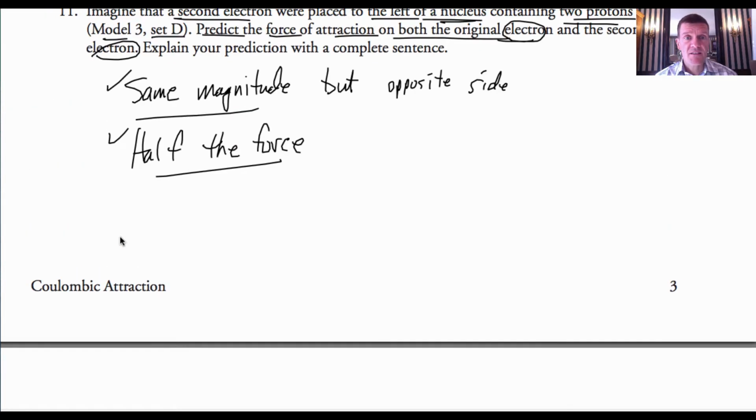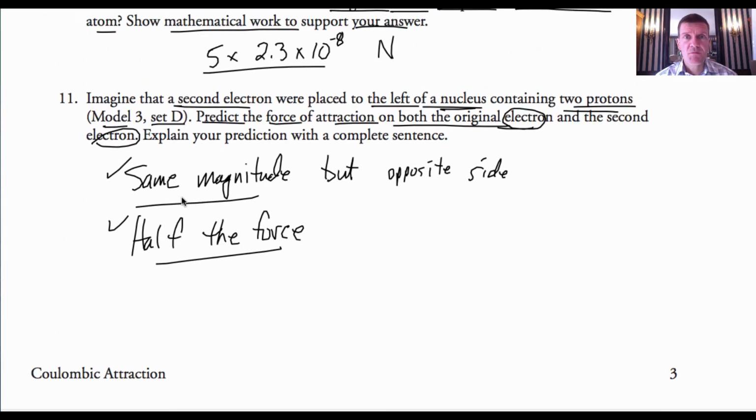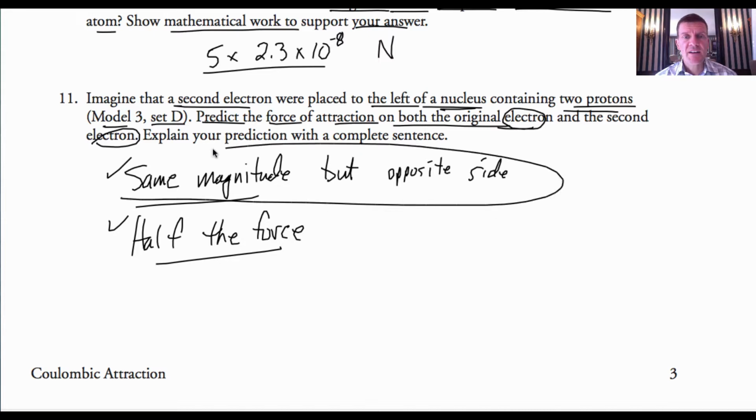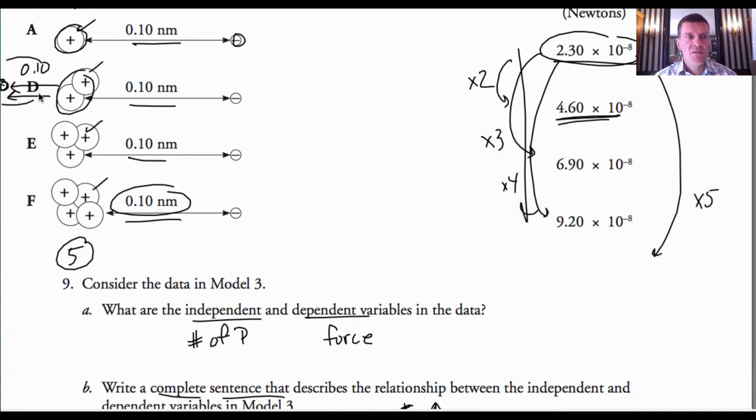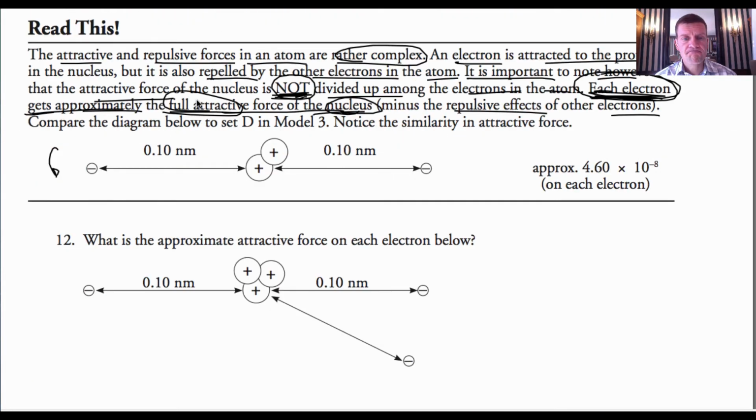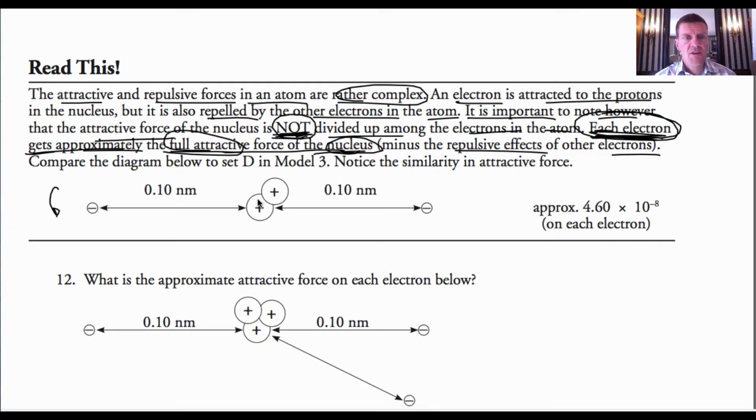So looking back at the question there that maybe you had some different opinions on, it would be the same magnitude but just the opposite side. The electron on the right side is going to feel the same attractive force as the electron on the left side. Okay? So here we have two protons, and we have an electron on the right and an electron on the left. They're equal distances apart, and both electrons are feeling an approximate pull of 4.60 times 10 to the negative 8. That would be newtons, by the way.